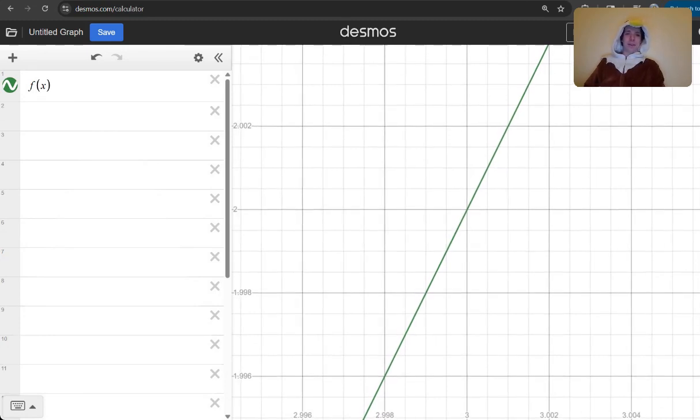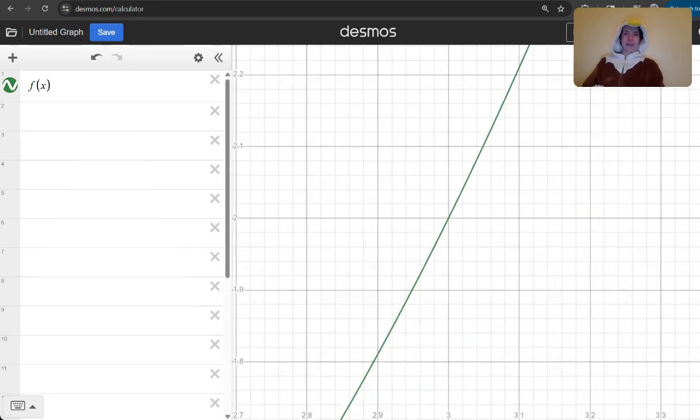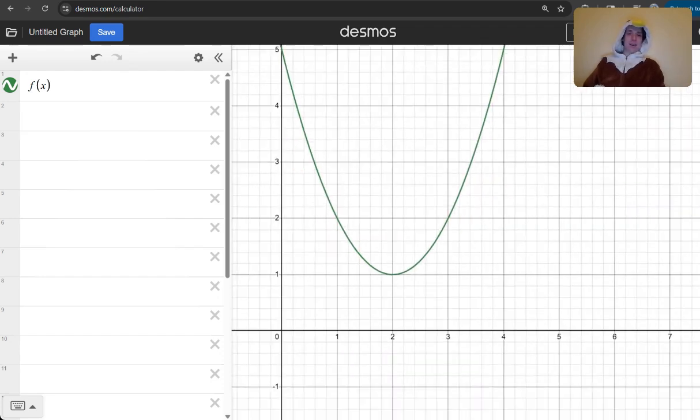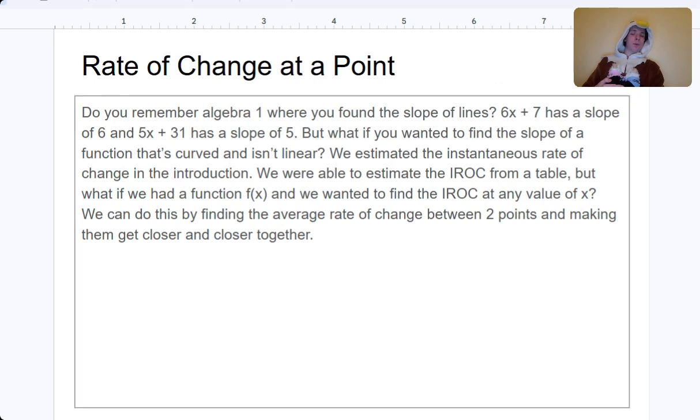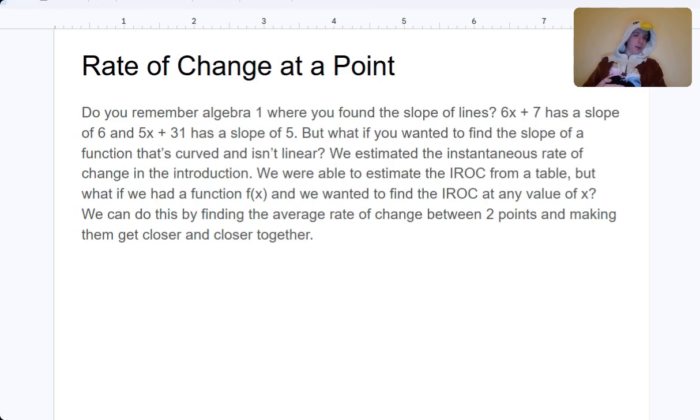But what if I told you that this is not a line? Let me zoom out here. It's not a line, it's a curve. And this is kind of a new concept, finding the slope of a curve. But it's what a lot of calculus is based on. So you've done this in algebra with finding the slope of a line. If we have 6x plus 7 and 5x plus 31, they have slopes of 6 and 5. But it's possible to find the slope of a function that's not a straight line. That's where the calculus comes in.